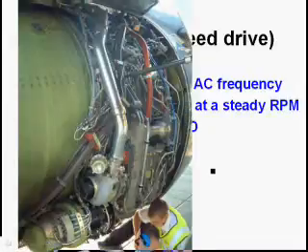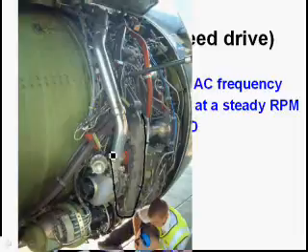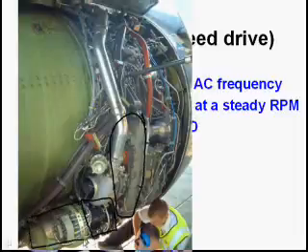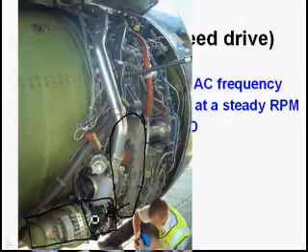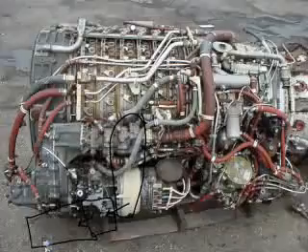And here's a picture of a big old honking jet engine. Here is an accessory section, which it's hard to see. There's more of it than that. And down here is the constant speed drive, and here is an AC generator bolted onto it. So the accessory section drives the constant speed drive. Constant speed drive drives the three-phase AC generator.